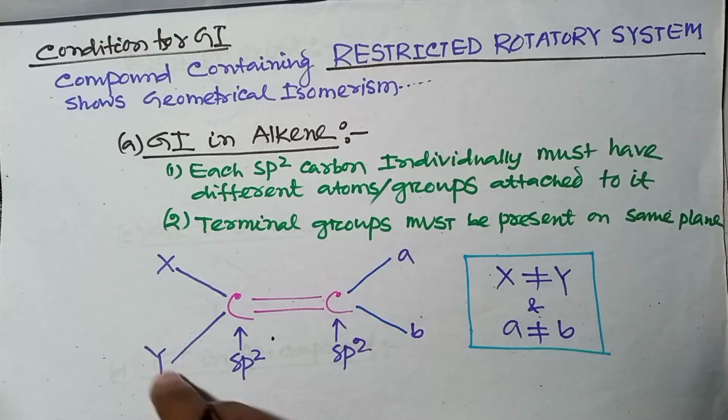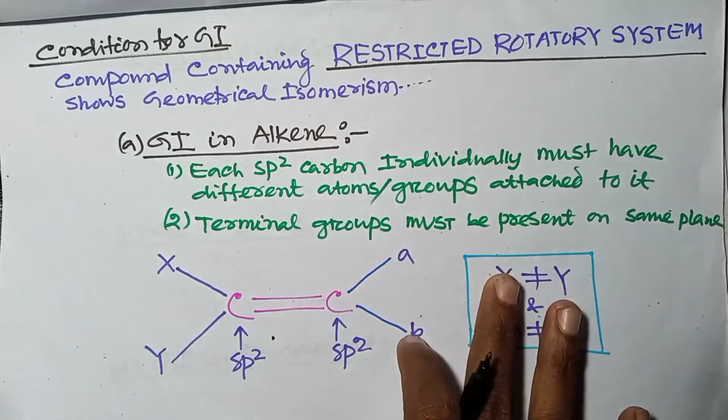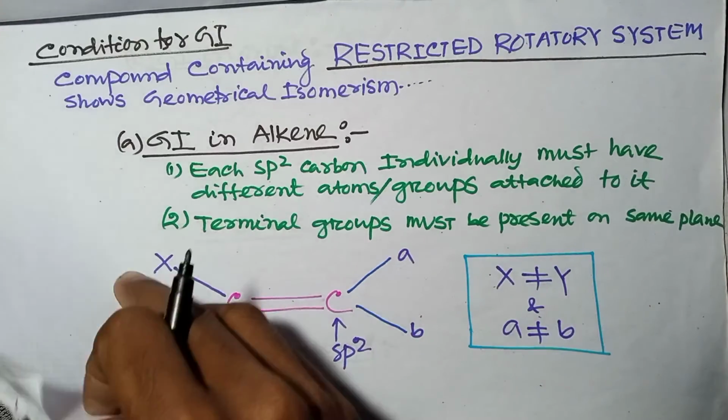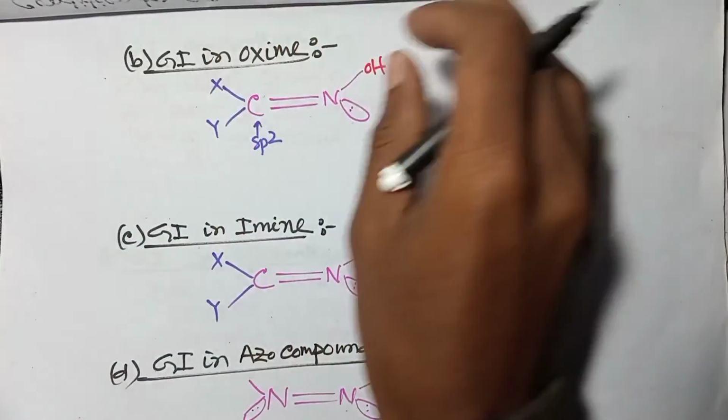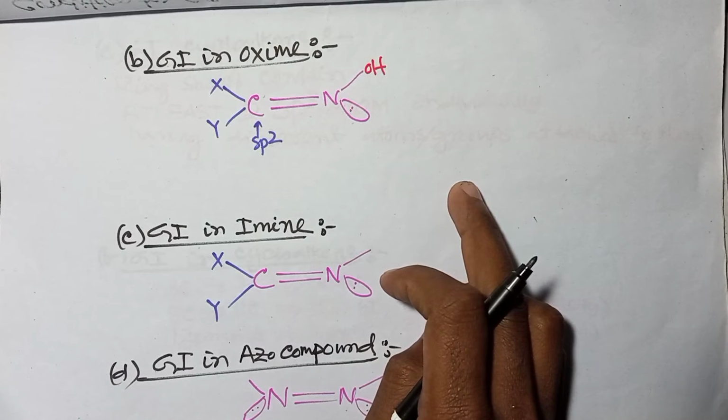Okay, this group should be different from this one, and this group should be different from this one. That's the condition of geometrical isomerism in alkene. Here is the condition for geometrical isomerism in oxime.